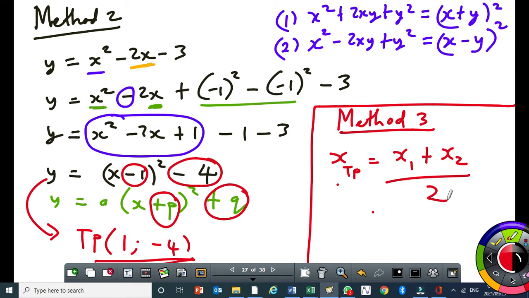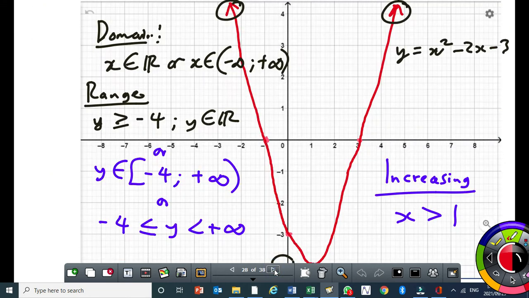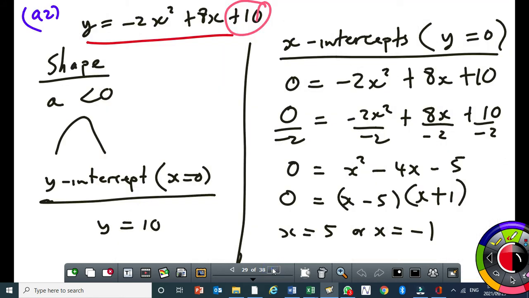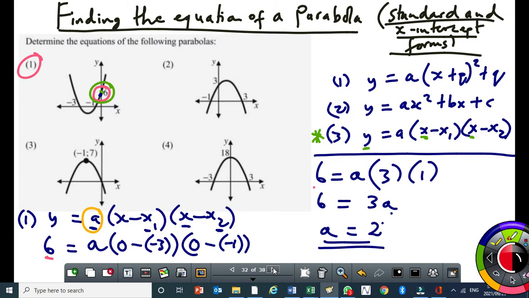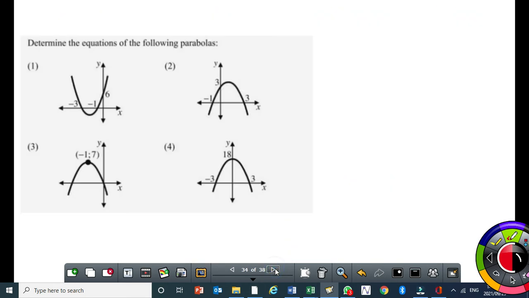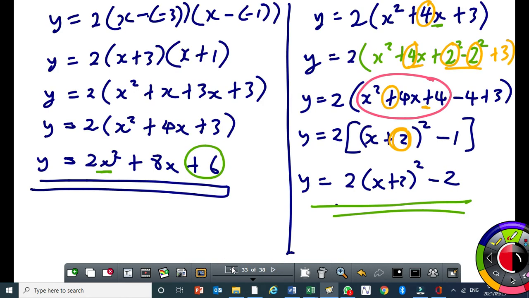And it works. Okay? You can test it with the other questions that we did, but you have to know the two x-intercepts. If you don't know the two x-intercepts, then you can't use it. So this formula only works when you know the two x-intercepts. Okay? Are you following that? Right, so I'm going to try and use that if possible. I have the time.